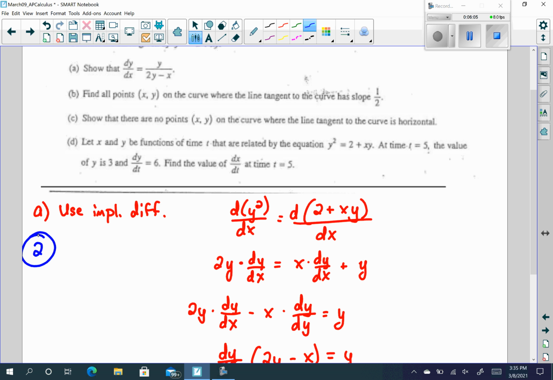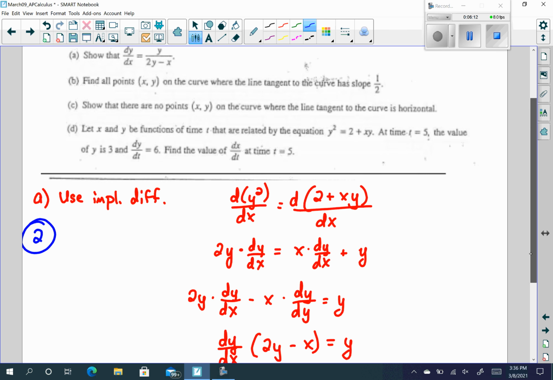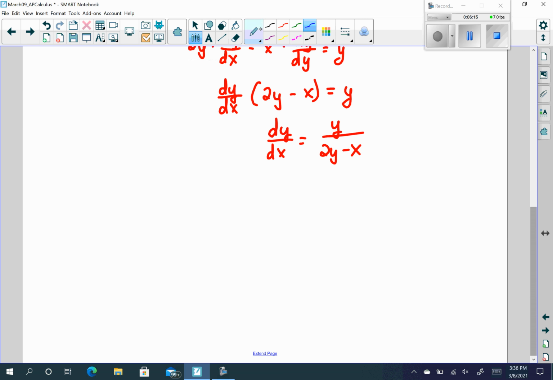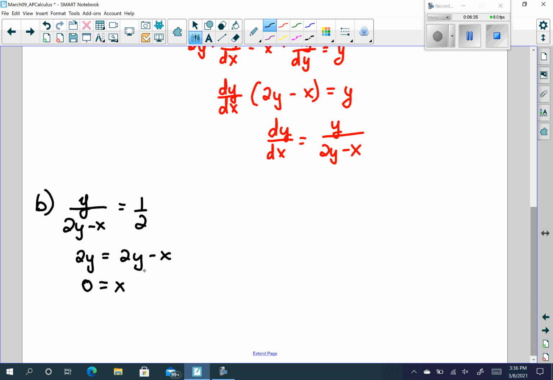All right, for question B, find all points x, y on the curve where the line tangent to the curve has a slope of 1/2. So all this means is we're going to set our derivative equal to 1/2. So we just take y over 2y minus x, set it equal to 1/2. We're going to cross multiply here. So 2y is going to equal 2y minus x. I subtract 2y, I'm just going to get negative x is equal to 0, and divide by that.